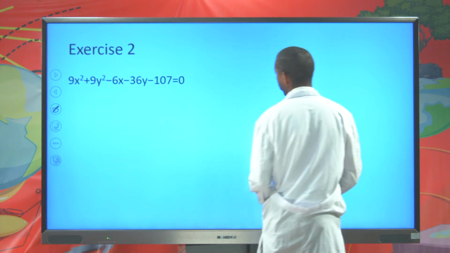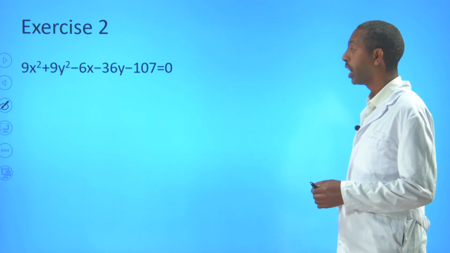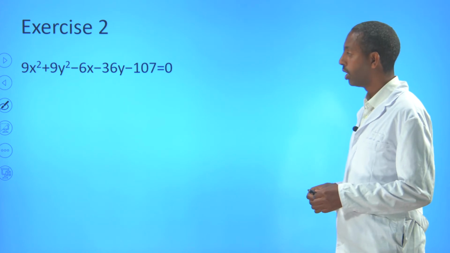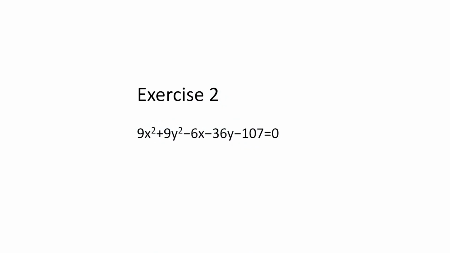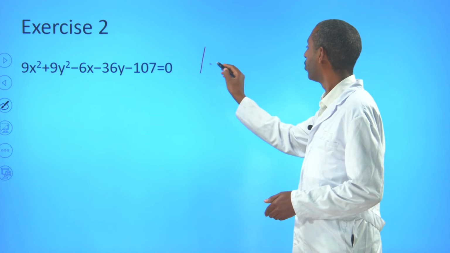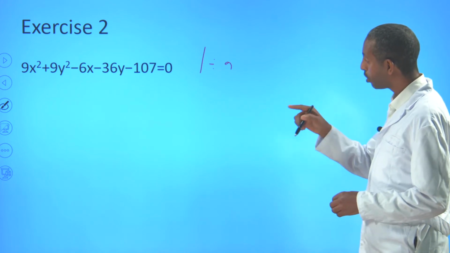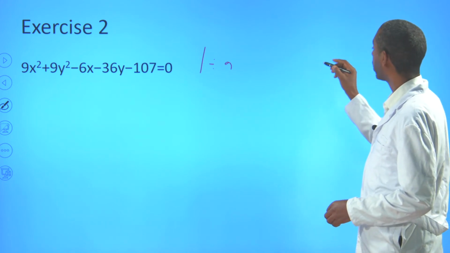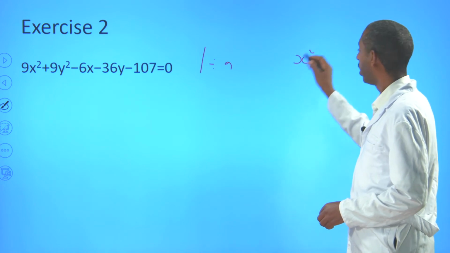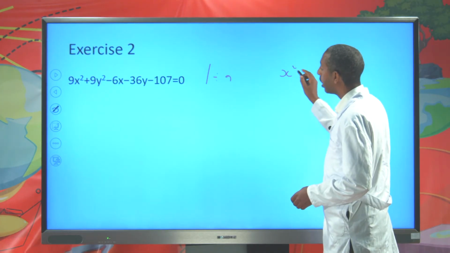This is given, again, this is not written in standard form. So what is expected from us is that we have to rewrite it in standard form first. If you observe here, the coefficient of x² is 9, and also the coefficient of y² is 9. The coefficients of x² and y² should be 1, and for that reason we divide by 9. Let's divide both sides by 9. So our new equation becomes x², since 9x² divided by 9 is x², and 9y² divided by 9 is, again, y².